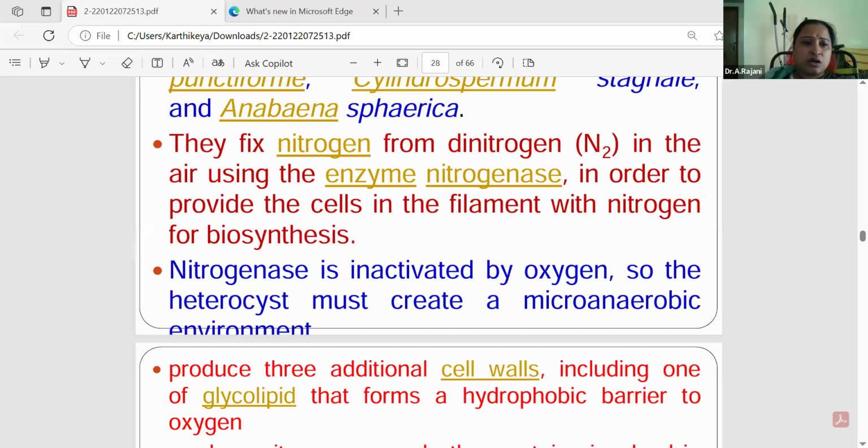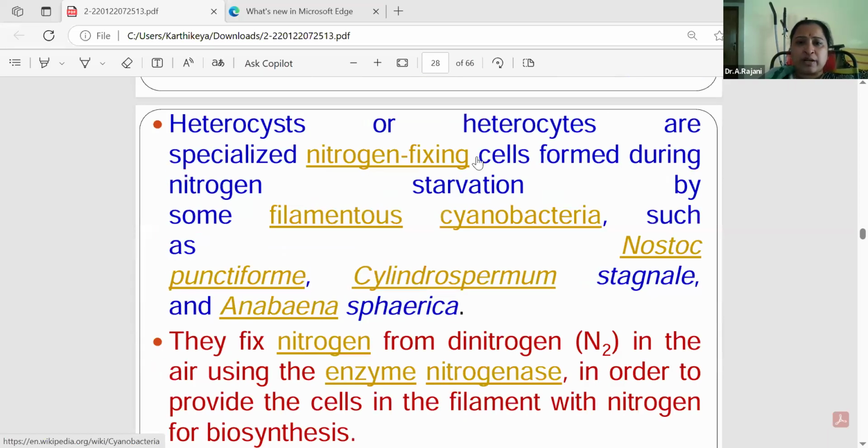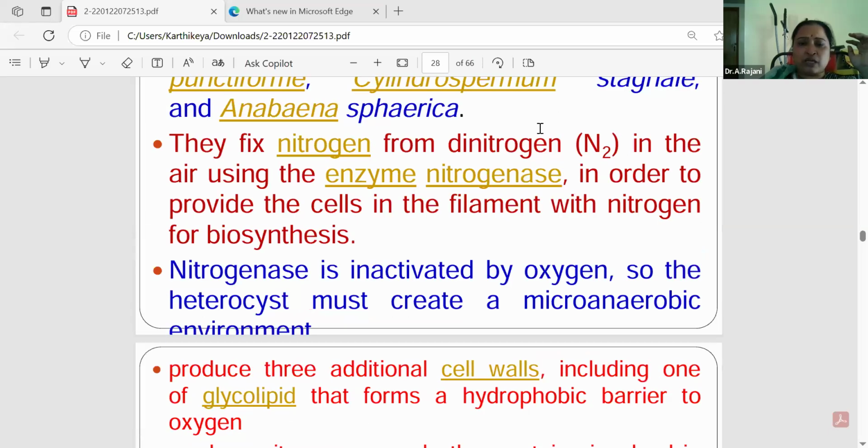Coming to Nostoc, I already explained fragment reproduction: fragmentation, hormogonia, akinetes, and heterocysts and endospores are also present in Nostoc. Already I explained that these nitrogen-fixing heterocysts are specialized mainly for fixing nitrogen. In the filaments, Nostoc and Anabaena fix nitrogen in the form of dinitrogen using the nitrogenase enzyme, in order to provide the cell filament with nitrogen for biosynthesis.